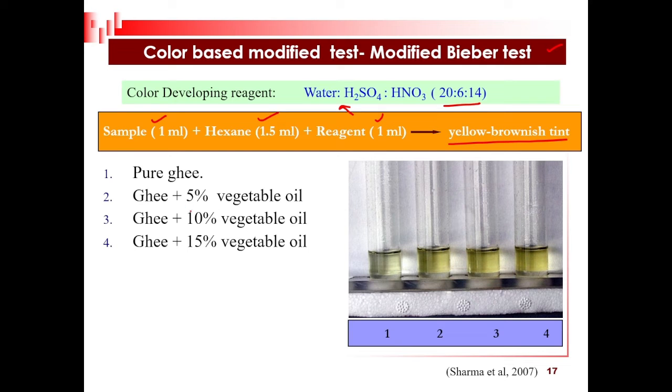In this, an adulteration level of 5 to 7% is observable, so 5% is detectable. If vegetable oil has been adulterated in ghee, it can be detected using the modified Weber test. So 5% detection of vegetable oil in ghee is possible using the modified Weber test. The solvent used is hexane, and the reagent is a mixture of water, H2SO4 and HNO3 in the ratio of 20:6:14.